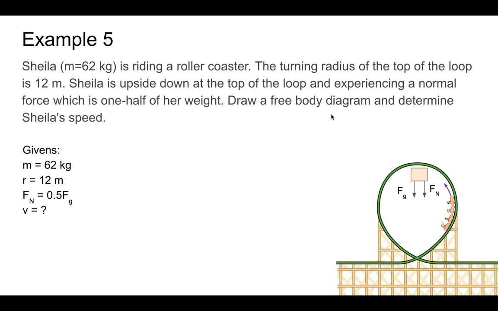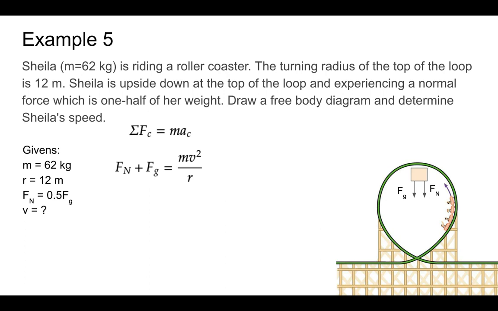So now what we want to do is write down our Newton's second law equation. We get net force is equal to mass times centripetal acceleration. The net force in this case is going to be both the force of gravity and the normal force, and those are both pointed in the positive direction because that positive direction is the direction of the centripetal acceleration. So we get normal force plus the force of gravity equals mass times velocity squared divided by radius.